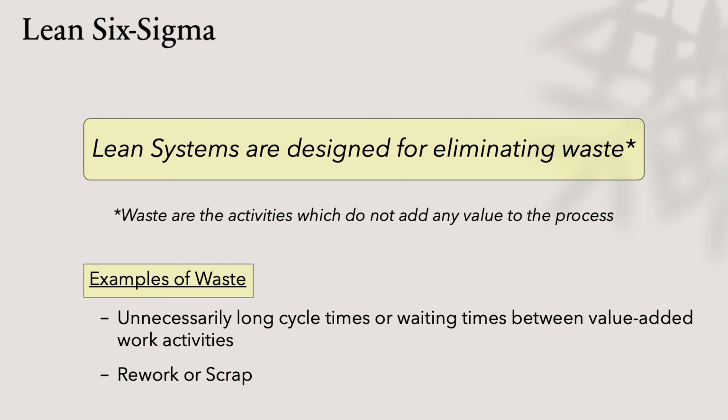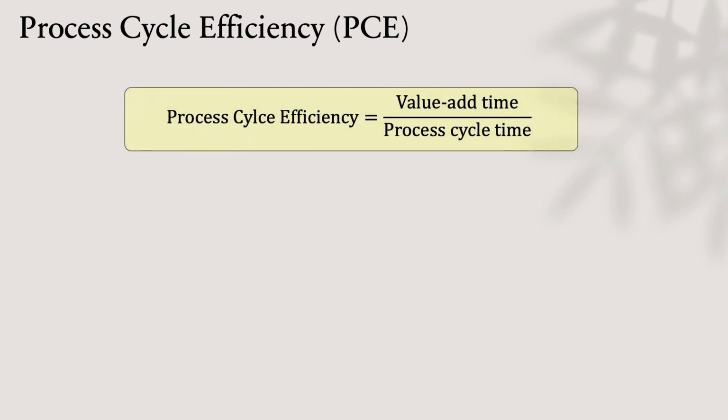So there is a metric that helps us in making a Lean Six Sigma process, that is called process cycle efficiency, right? So it is calculated with this formula: process cycle efficiency is equal to value add time divided by process cycle time. Means that the total time of the process, that is the process cycle time, and the value added time, the time that is used in value addition.